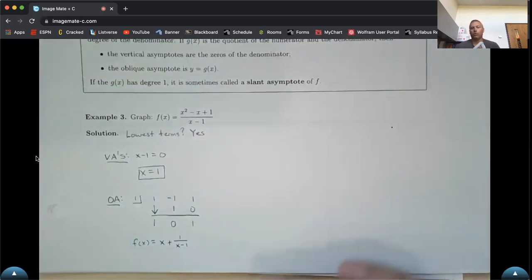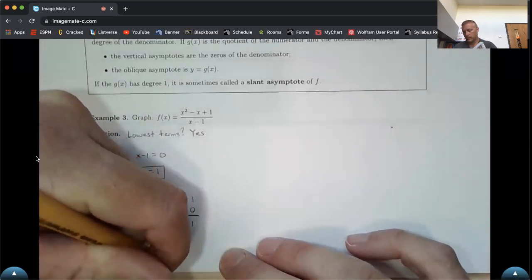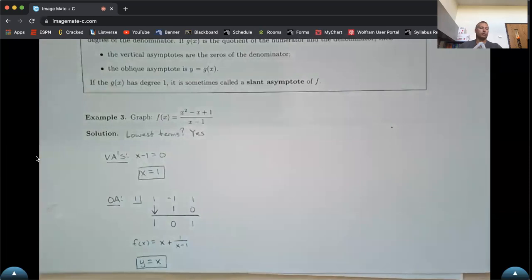The whole part of the quotient is the oblique asymptote. So the part before the remainder, that's the oblique asymptote. And what this tells us is that our graph is going to look basically like y equals x as it goes off to the extreme left and right ends.